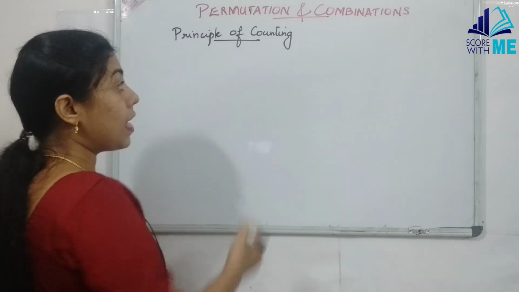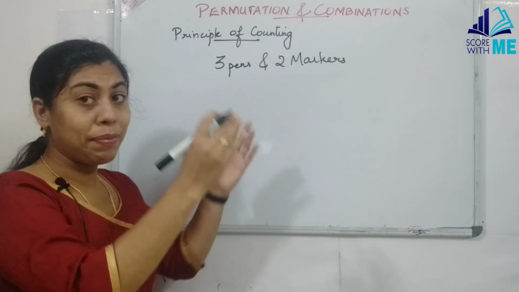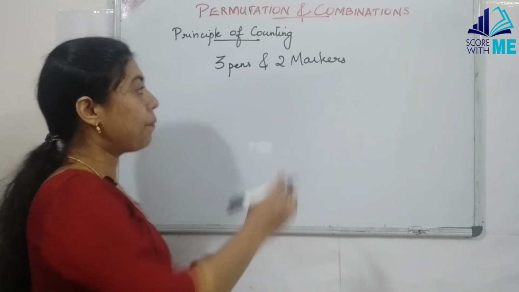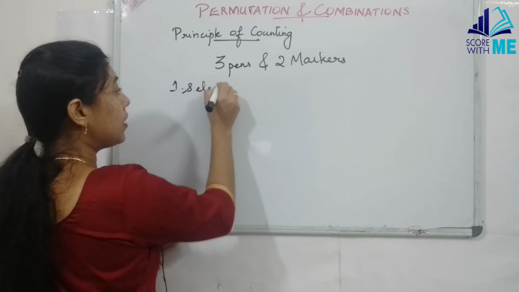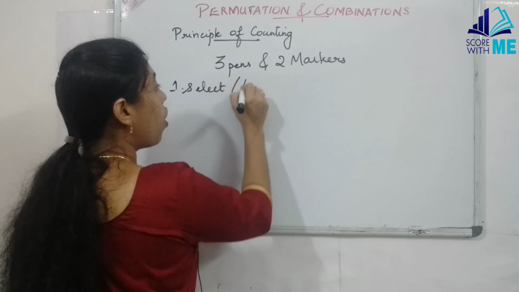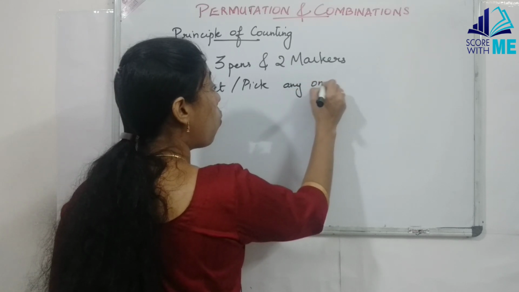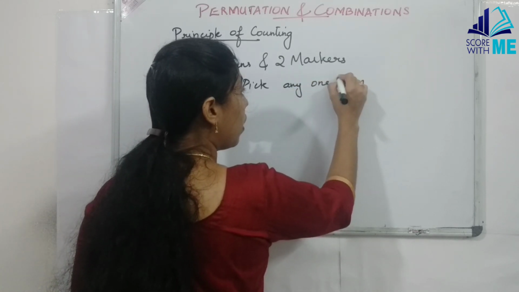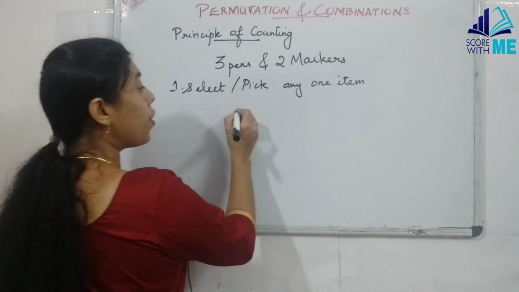So let us take the example of 3 pens and 2 markers. With this example, we are going to get this concept clear. So we need to select or pick, at the first stage, any one item from among 3 pens or 2 markers. So how are we going to do that?